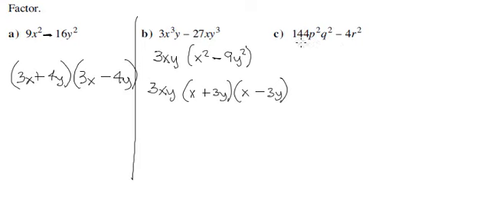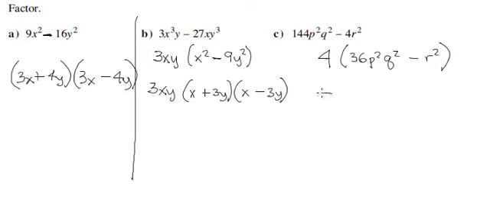Now these two numbers have square roots, but if you remember the advice from 10 seconds ago, you should be looking for common factors first, and both of these numbers are divisible by 4, so that's the very first thing you should be worried about. 4 comes out and leaves you with 36 p squared q squared minus r squared.